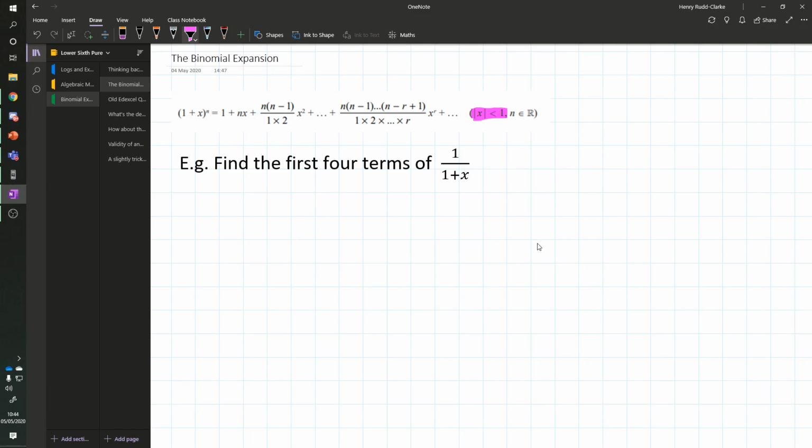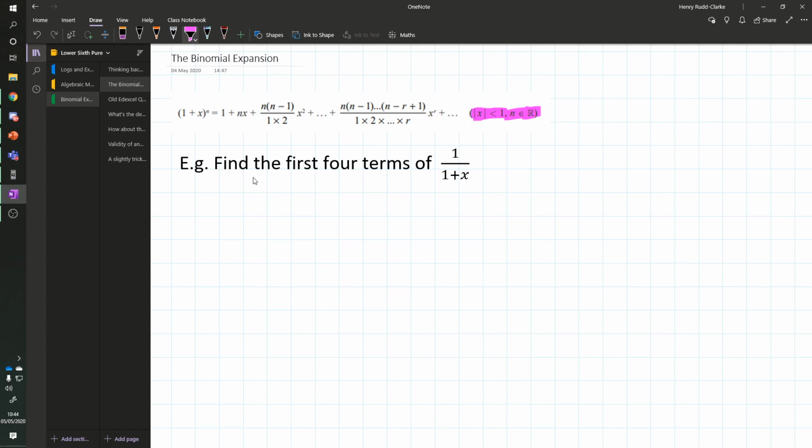But this is for if n is any real number, so your power outside the bracket could be negative or it could be a fraction. This is an expansion that will work. But we have to have a being 1 so that we can reduce our binomial coefficients to the formula that I've just shown you. And it is an infinite series in this case.